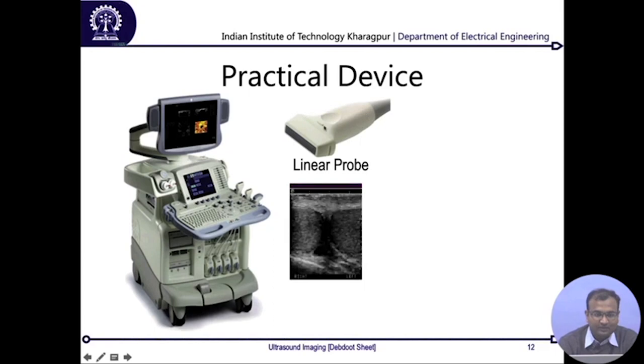Now typically with a linear probe, which looks something like this, you would be getting an image of this sort. So keep one thing in mind: since it is linear, all the waves are going exactly.